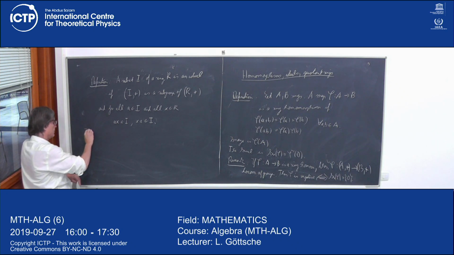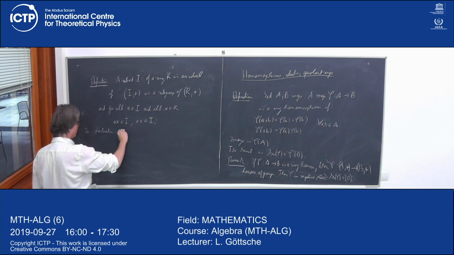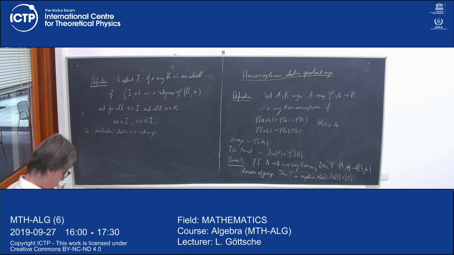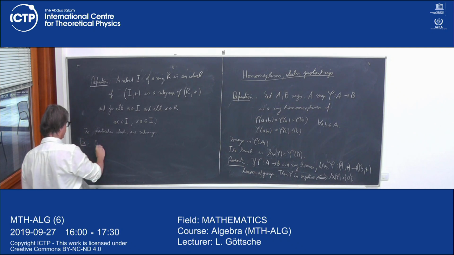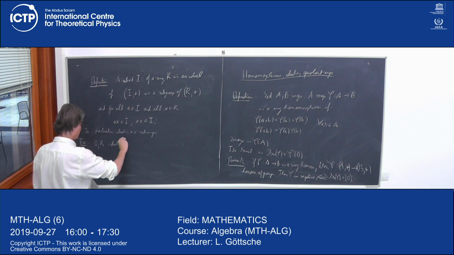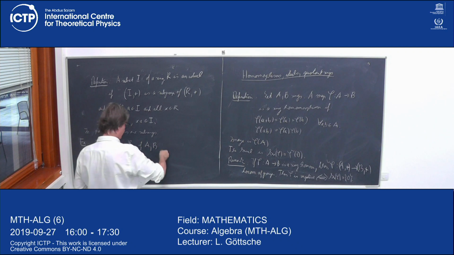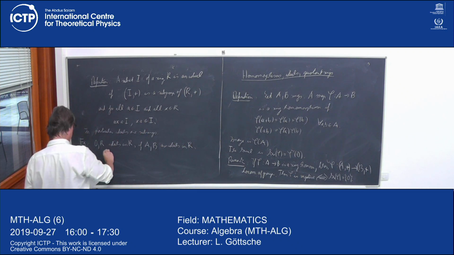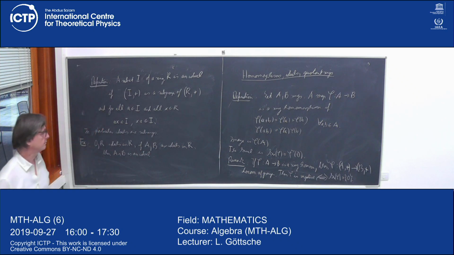So in particular, ideals are subrings. It is clear that 0 and R are ideals in R, and if I have two ideals, then the intersection is also an ideal, because we just make some assumption on every element in the ideal. So we just combine.